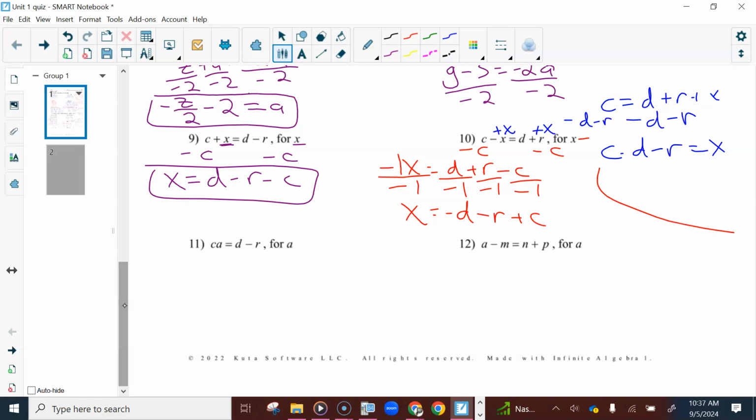For 11, we had to get a by itself. C and a are next to each other. They're multiplying. To undo that, divide this entire side by c and do the same thing over here so that the c's cancel. That was it. So some of us were subtracting c, but again, we can't do that if these are connected. You have to do the opposite, divide. We can't separate things that are directly connected. Also vice versa, we can't join things that were never connected.